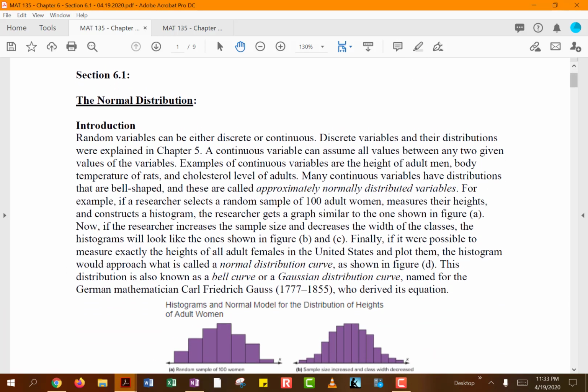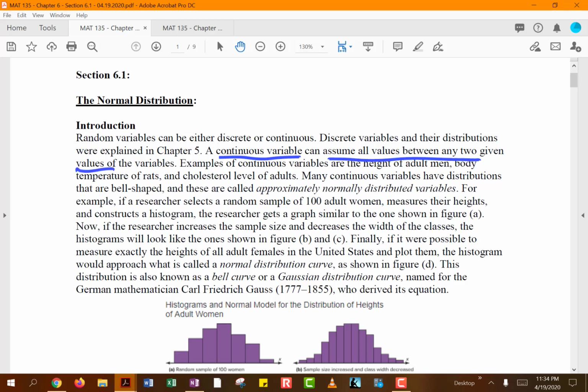So in the last chapter, we had talked about discrete variables and the distributions for those discrete variables. Now in this chapter, we will be talking about continuous variables. So remember, continuous variables can assume all values between any two given values, right?